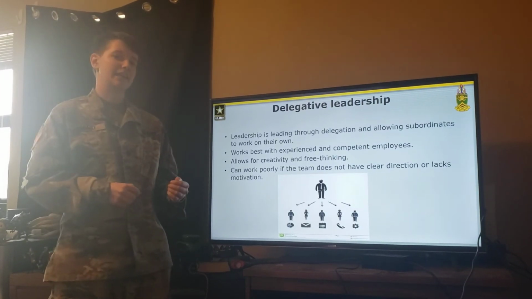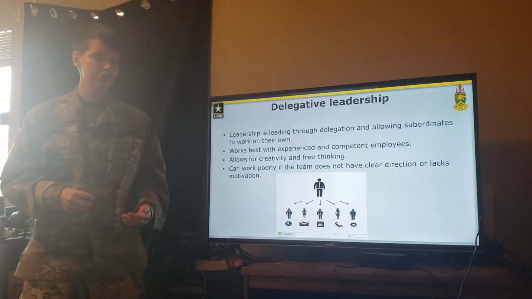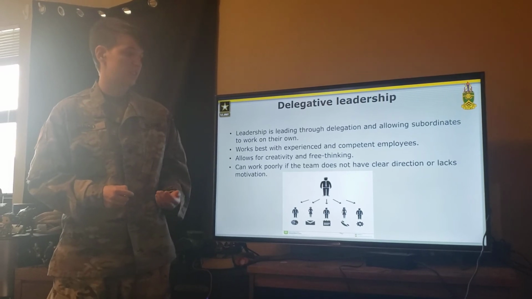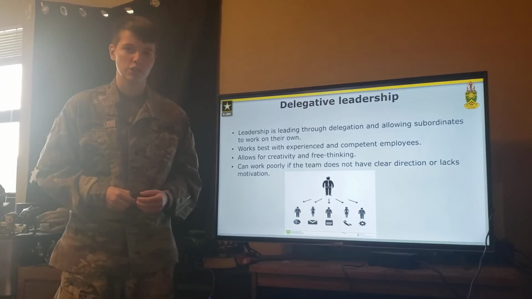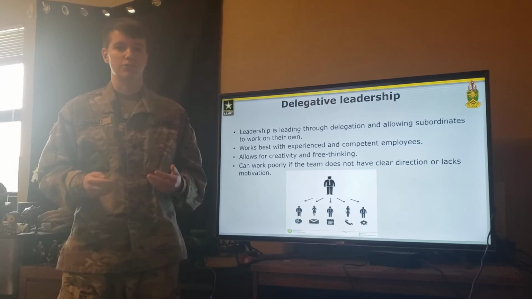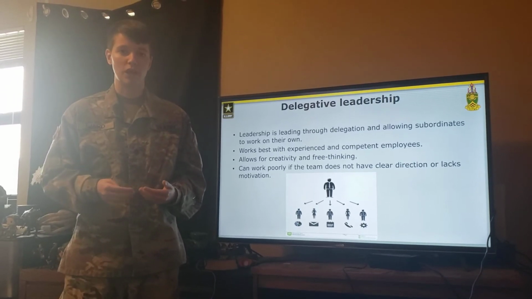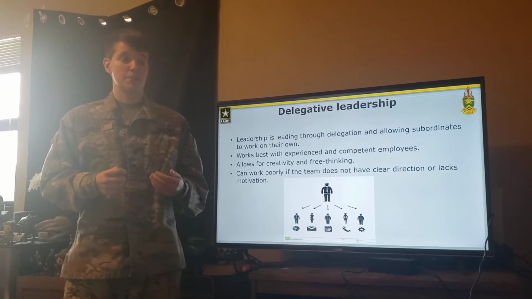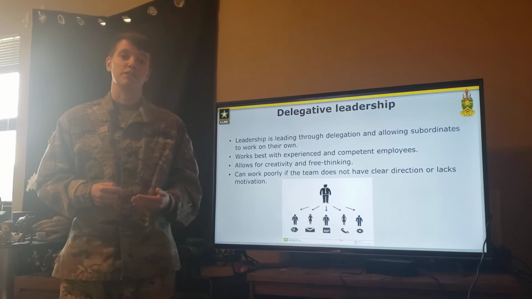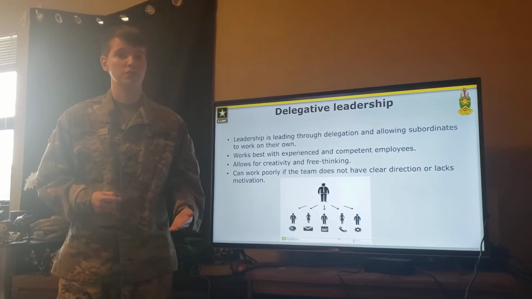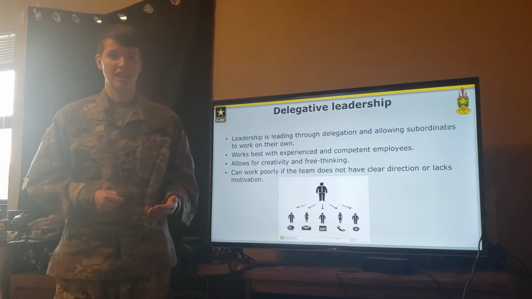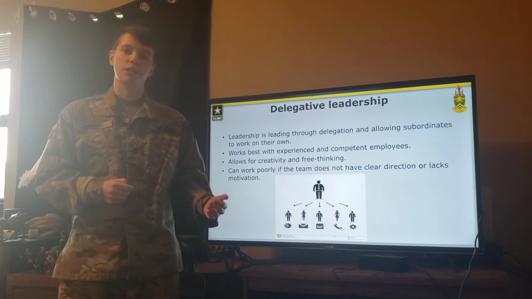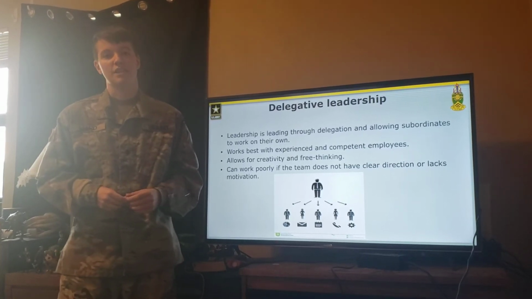Next, we have delegative leadership. This is leadership through delegation and allowing subordinates to work on their own. Now, this works best with experienced and competent soldiers. So, if the unit is made of a bunch of new people who don't know each other very well, it's not exactly the best style of leadership that can be used, because they don't know each other, they may not know what their responsibilities are or what they need to do to accomplish whatever their mission is. And since it involves a lot of working on their own and being away from the leader, then it would not work well in that scenario.